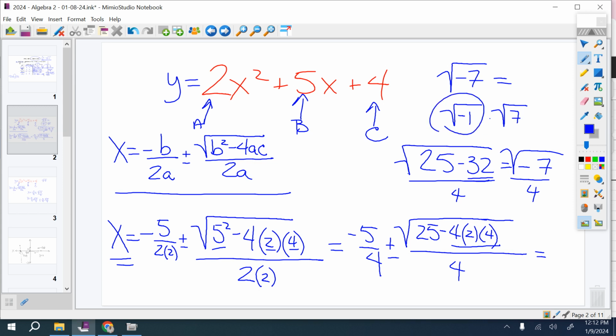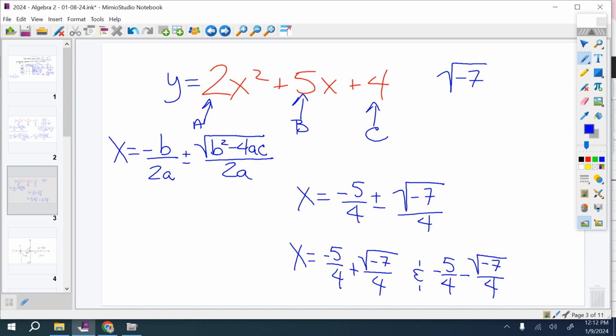So for this equation here, we ended up looking at the same thing. There's our square root of negative 7. Plug it into the formula. It's here. And we can turn this into two answers. Right now we have it broken out as negative 5 over 4 plus the square root of negative 7 over 4, and negative 5 over 4 minus the square root of negative 7 over 4.